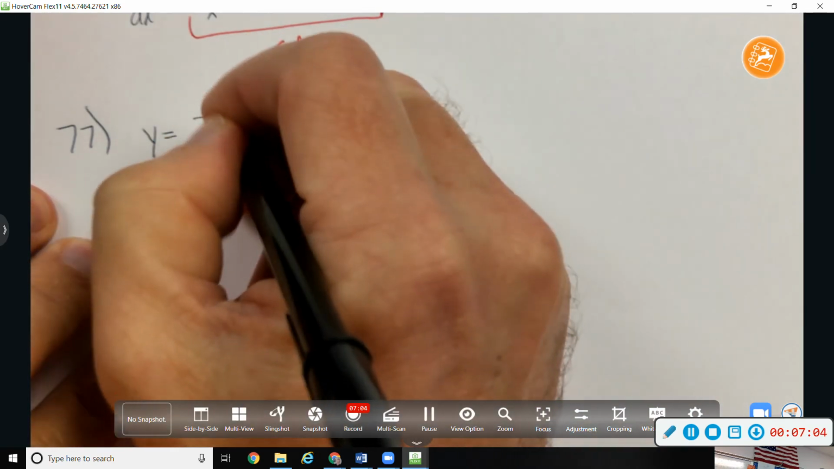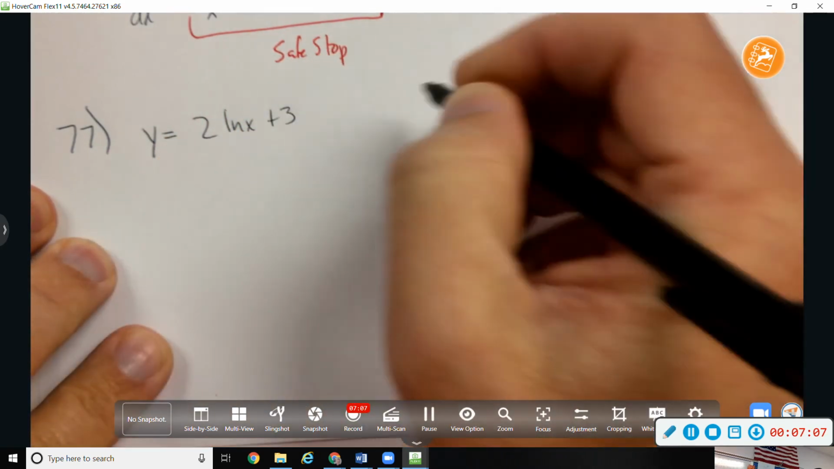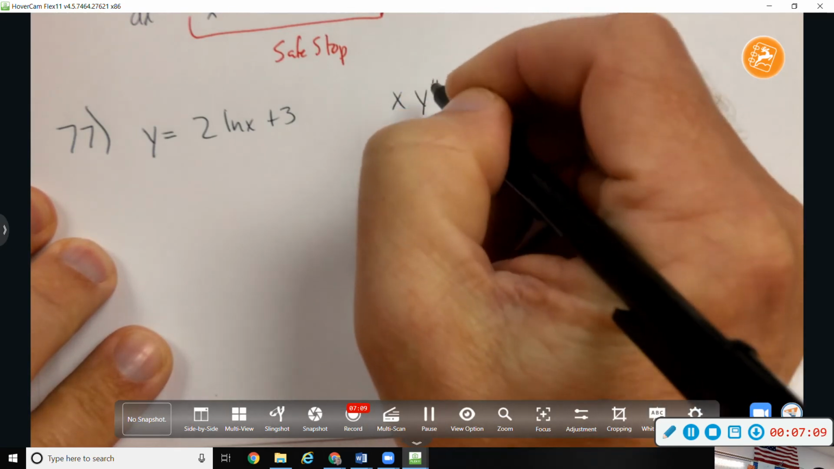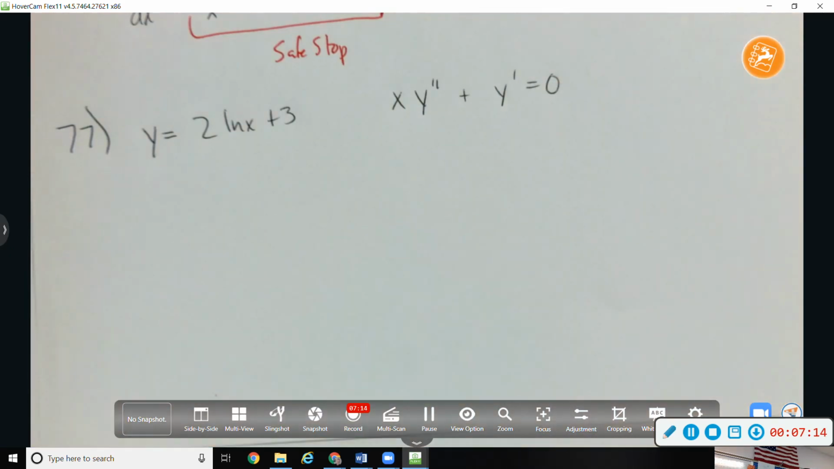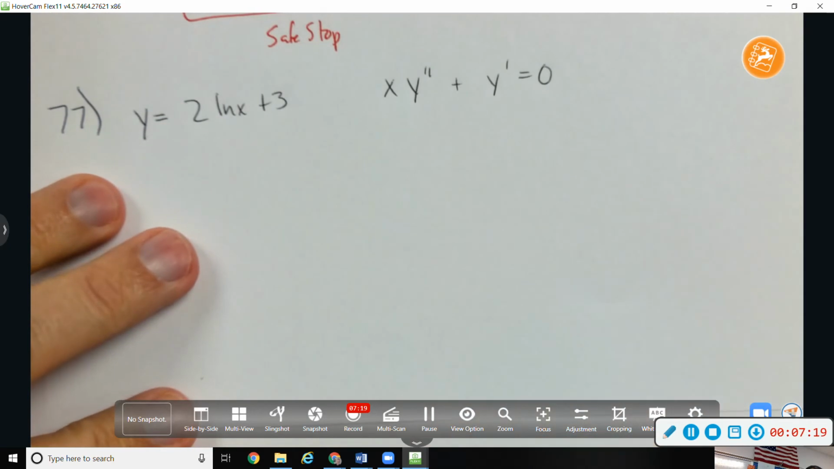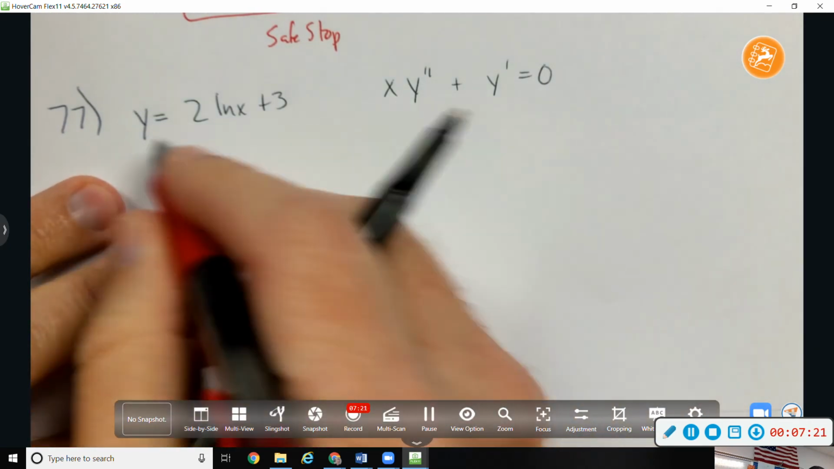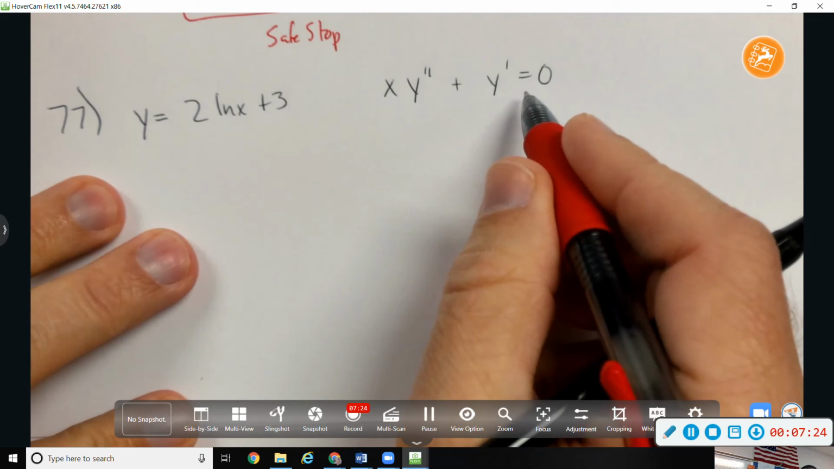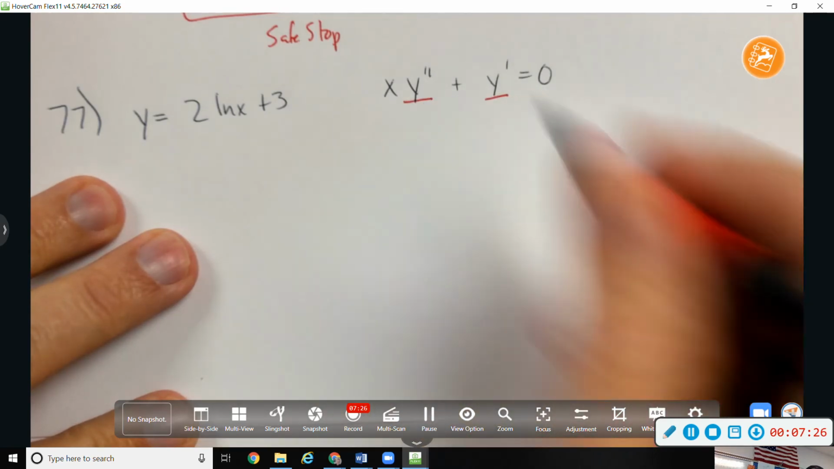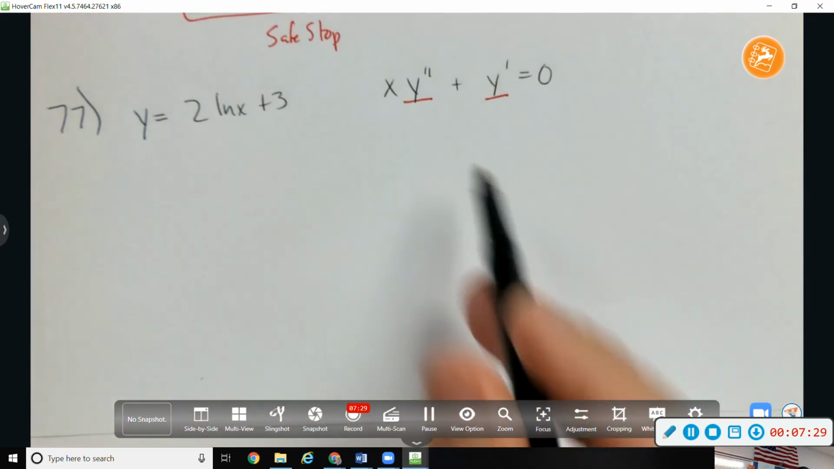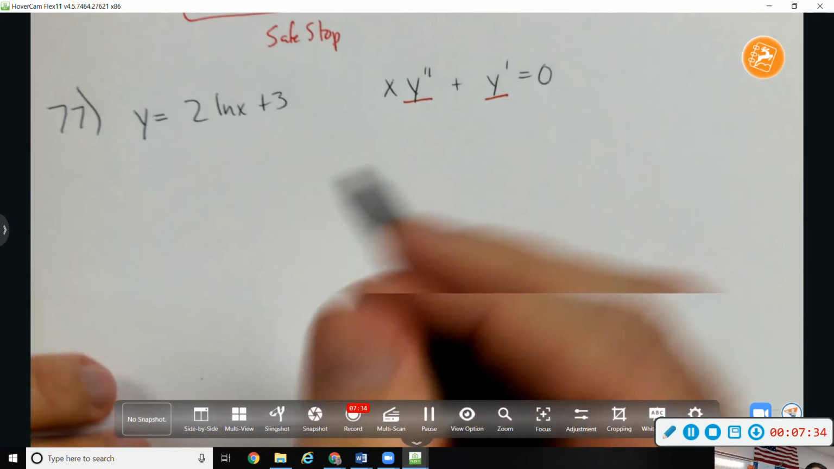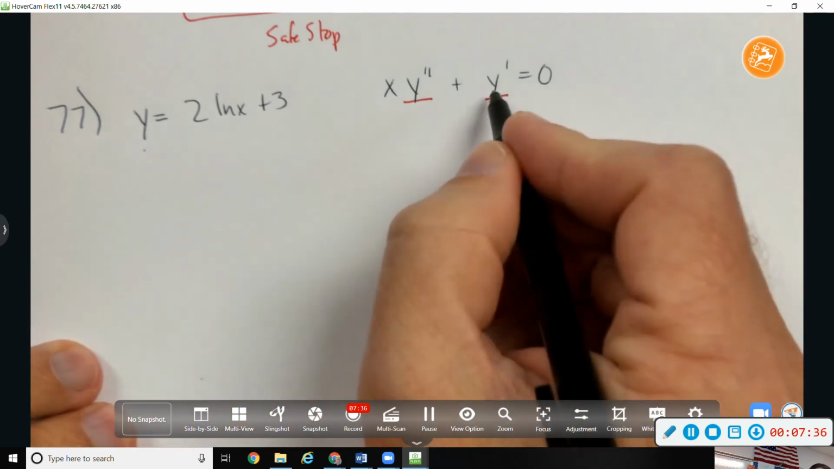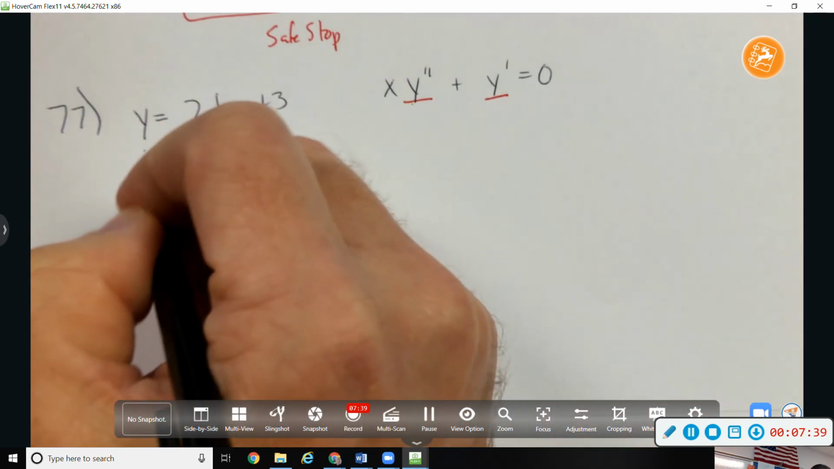Y equals 2 natural log x plus 3, and something about x, y double prime plus y prime equals 0. Show that the function is a solution of the differential equation. So I want to see that this works in this. So I need to get y prime and y double prime and then plug them in. It says show that it works, so I know it's supposed to work. So let's find y prime and then y double prime, and then we'll go from there.